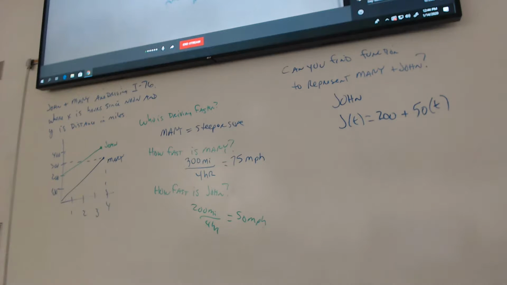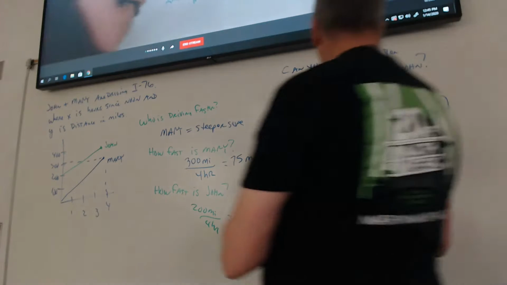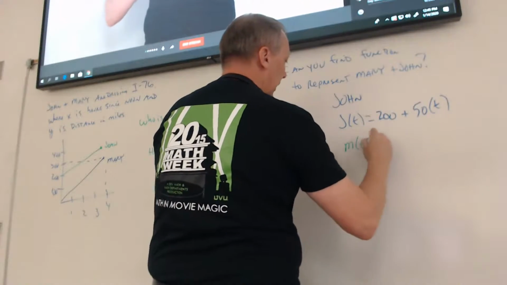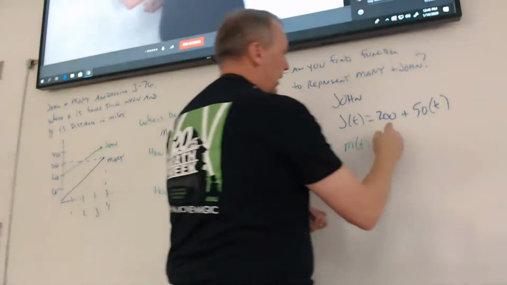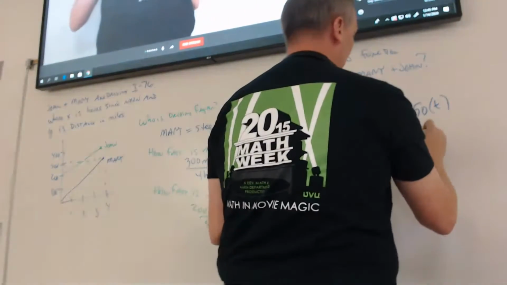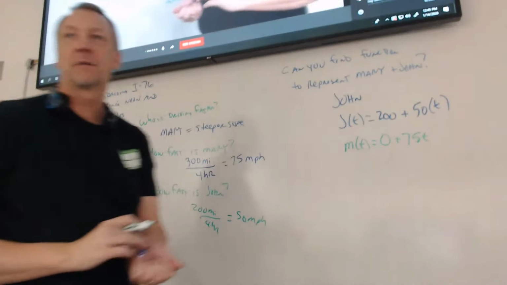Okay? And let's pick on, I don't remember your name, you just told me. Zach. Zach, can you do it for Mary? Mary's is 0.75. So 75t. Okay.